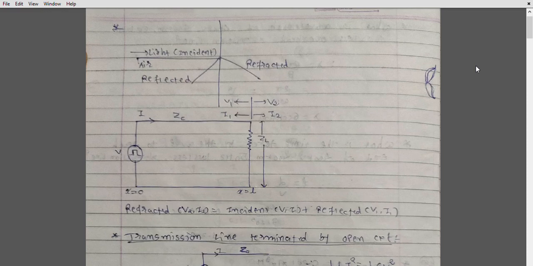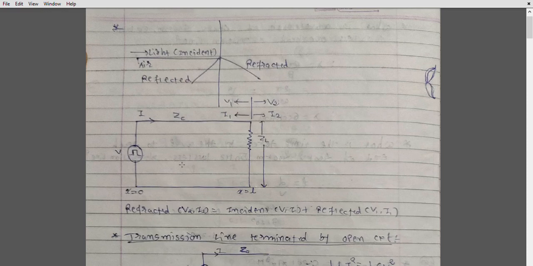Now, as we know, the velocity is similar to the velocity of light, and that is why, as light goes from one medium to another, there is some reflection and refraction. In the same way, when voltage and current reach any point, reflection and refraction come into the picture.